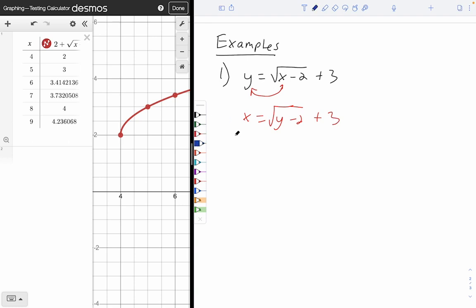Okay. Next is to solve for y, and this will look very similar to what we've been doing the last few days. To solve for y, I first will need to isolate this square root. So what's attached to that square root? The plus 3. So get rid of the plus 3 by subtracting it over. So minus the 3. On the left-hand side, we have x minus 3, which can't combine, so that's just x minus 3 equals square root y minus 2.